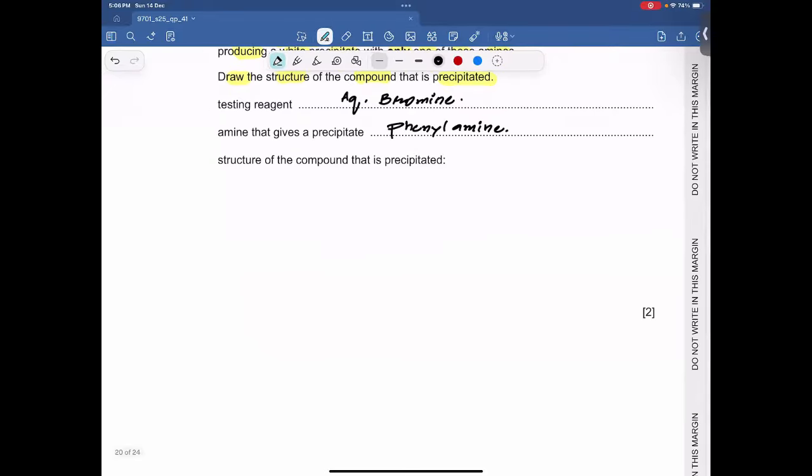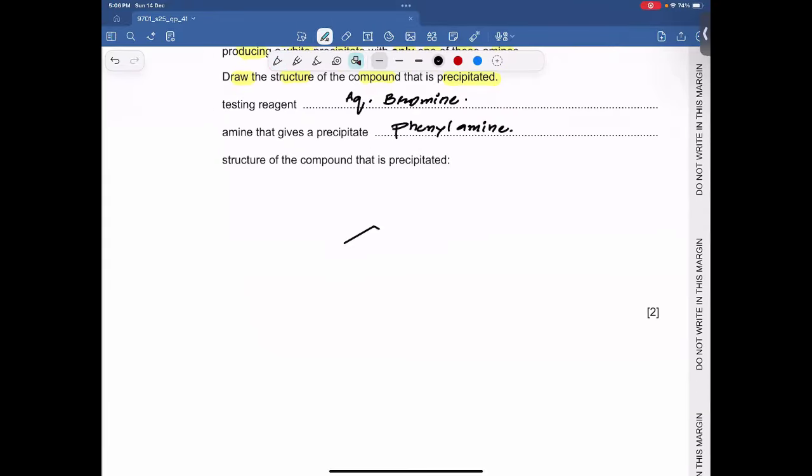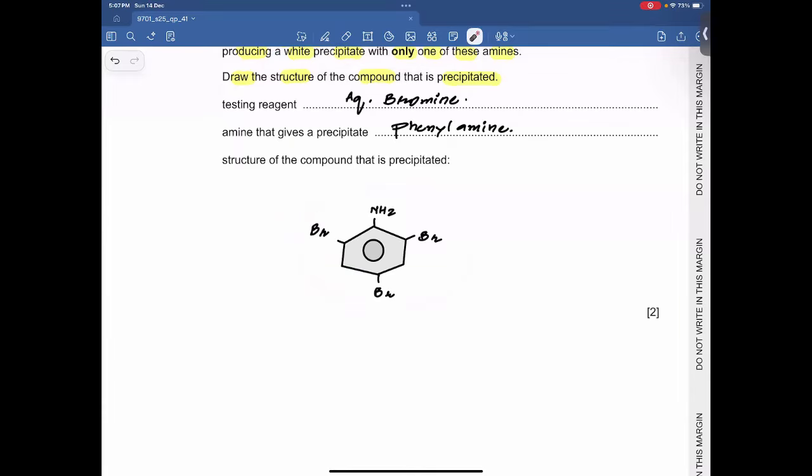The structure of the compound that is precipitated. Since NH2 is an orthopara directing group, it increases the electronic density on orthopara position, that is second, fourth, and sixth, which is why bromine is attached to second, fourth, and sixth carbon atom. That's called 2,4,6 tribromophenylamine. That's the product that gives you white precipitates. Okay.